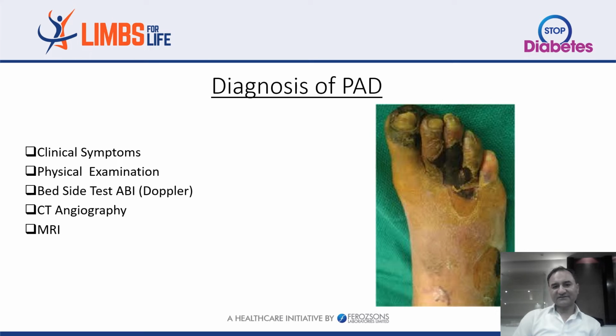So the diagnosis of peripheral arterial disease is done by looking at the clinical symptoms, doing the physical examination. Then there are bedside tests, and the best one is ABI, which is the ankle brachial index, CT angiography, and MRI.